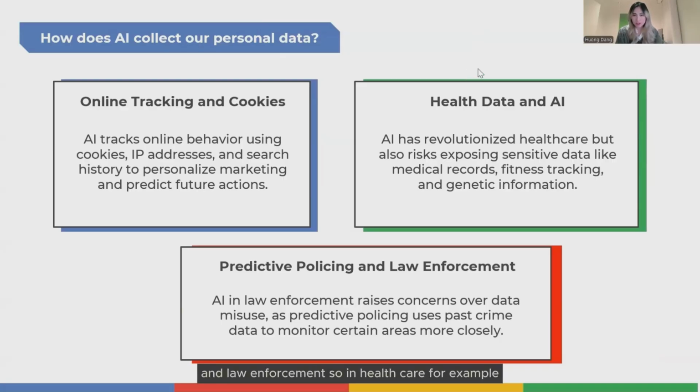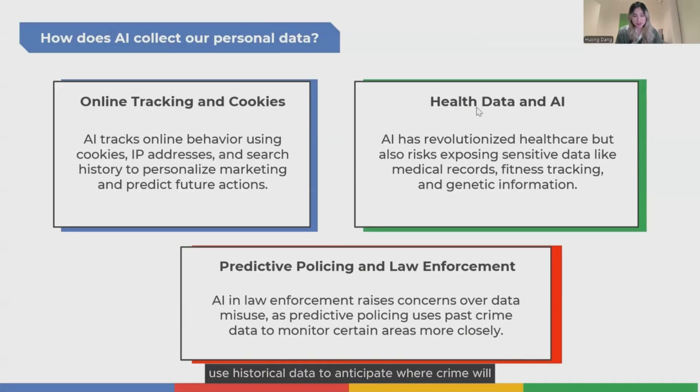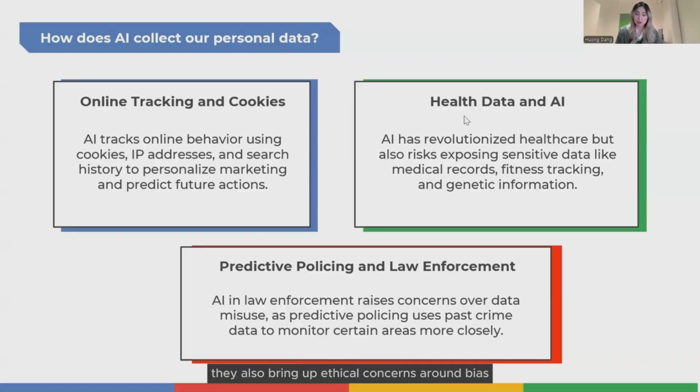So in healthcare, for example, AI analyzes medical records and data, even from your wearable device, to help diagnose disease early. And in law enforcement, predictive policing uses historical data to anticipate where crime might occur. So these applications can save lives, but of course, they also bring up ethical concerns around bias and privacy. And it's also a reminder that with great power comes great responsibility.